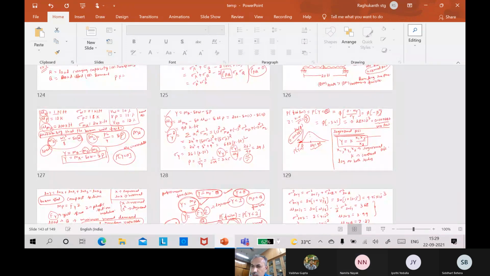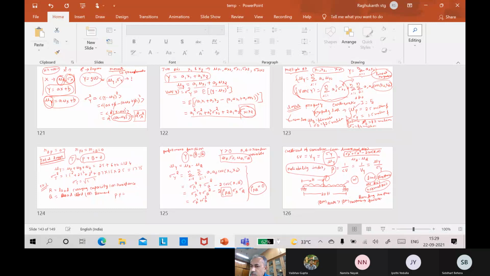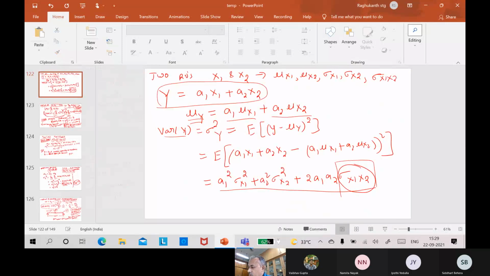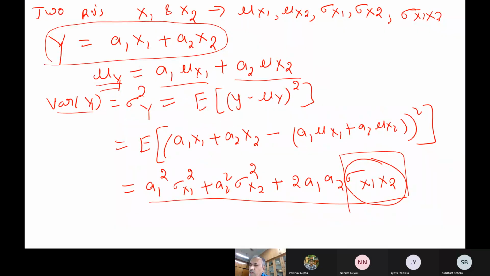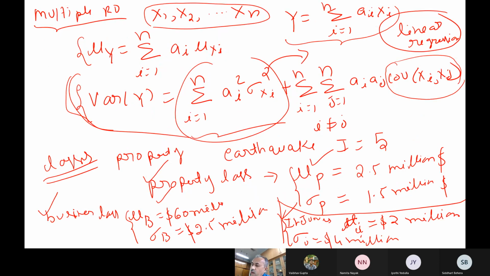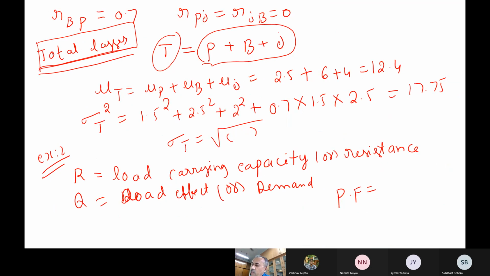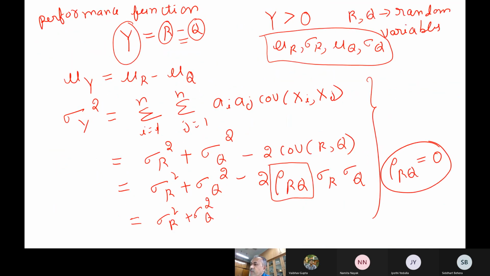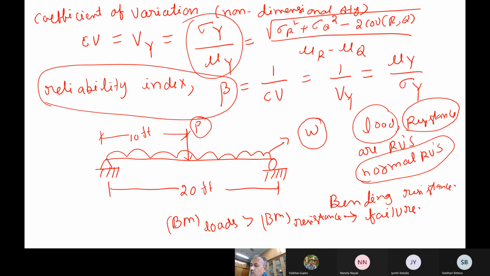So anyway, last class we have been discussing these functions of random variables. That is also more or less close to reliability. We discussed that if we have multiple random variables, how do we handle a function of these random variables? Linear things we have seen, and then we have seen some applications in reliability, and even how to find performance functions. We have seen these types of problems.